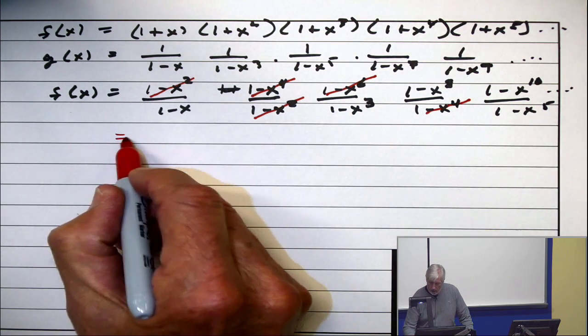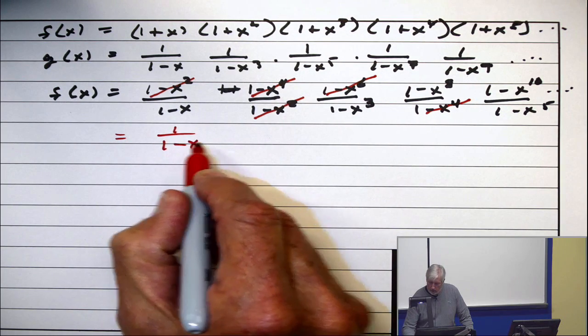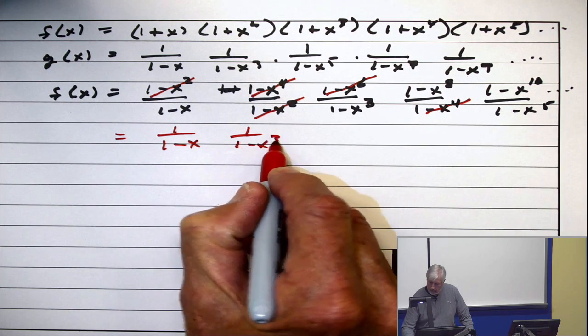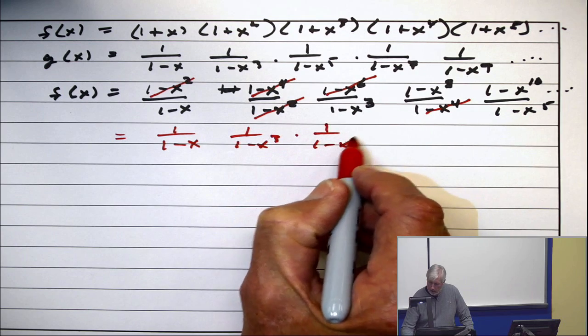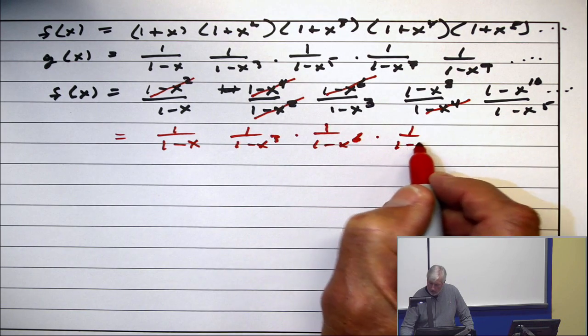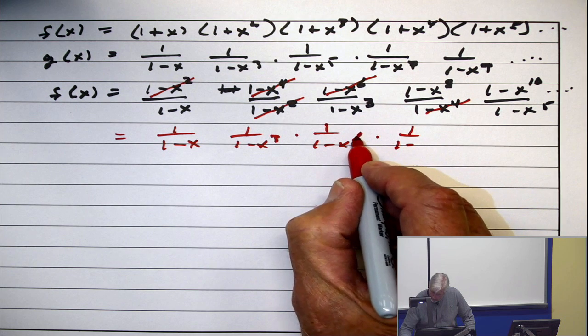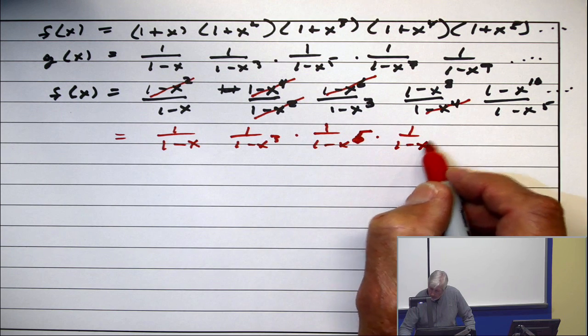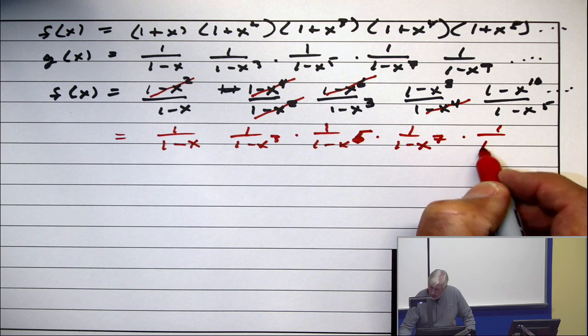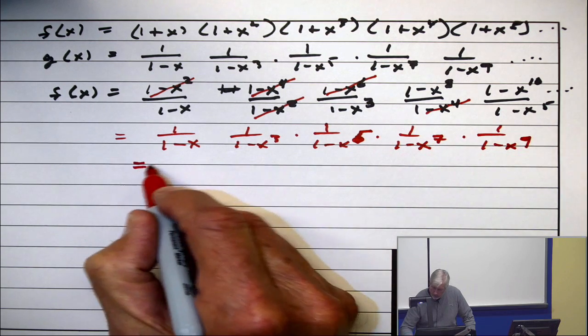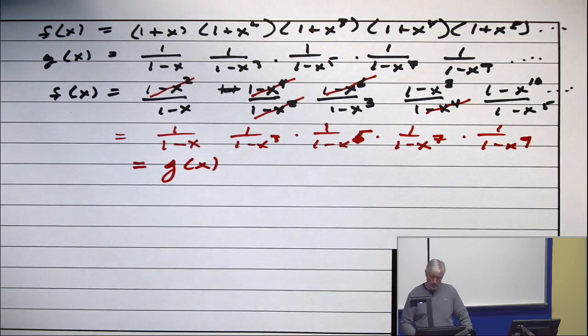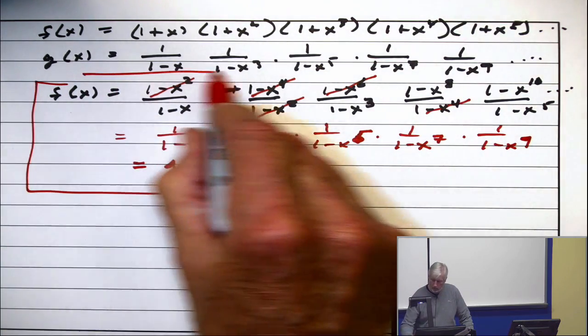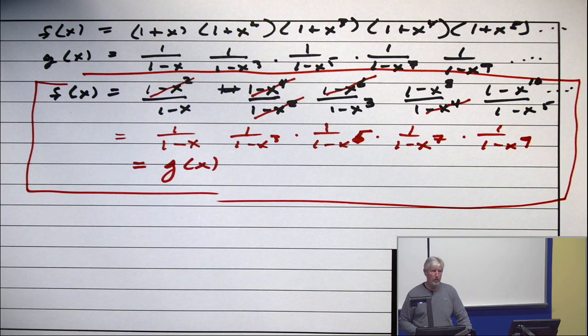And what's left? What's left is this. This is a fifth. The odd terms are left. And that's g of x. So f of x is equal to g of x. Isn't that cute? Just cancellation.